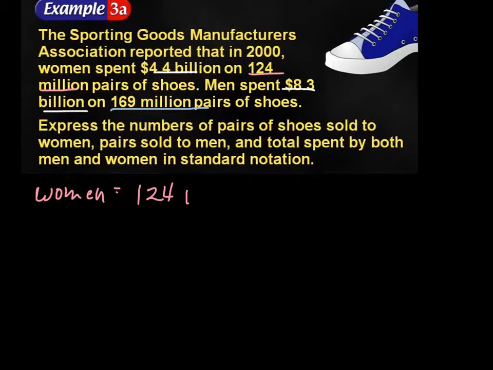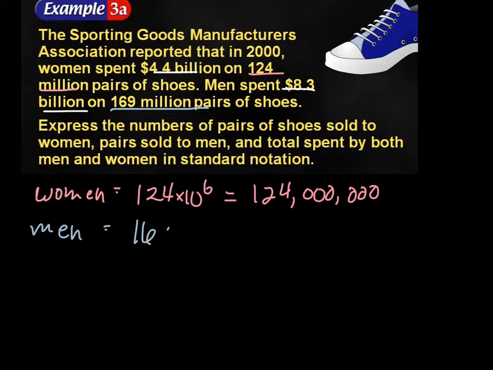There are 6 zeros in a million, so that would be 124, 2, 3, 4, 5, 6. For men was 169 million. So that's going to be 169 with 6 zeros after it. And the commas again help us read it, so that's nice. And then we need our total.